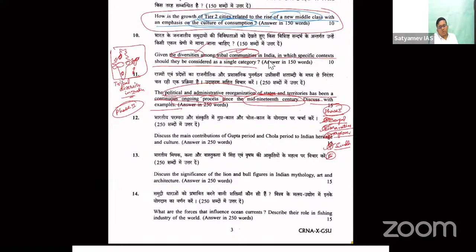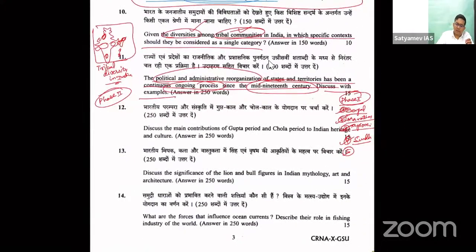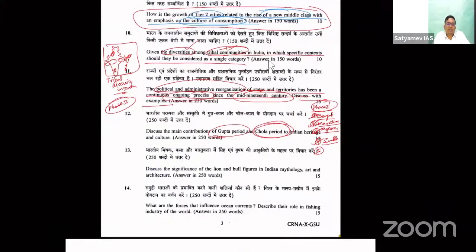So look at this. This question is indicating towards a very clear structure which is already given in that. Number 1 is with respect to the Gupta period. Number 2 is with respect to the Chola period. So discuss the main contributions of Gupta and Chola period to the Indian heritage and culture. You will say that Guptas during the ancient time and Cholas specifically of medieval period have been the pioneers of Indian art, culture and heritage.